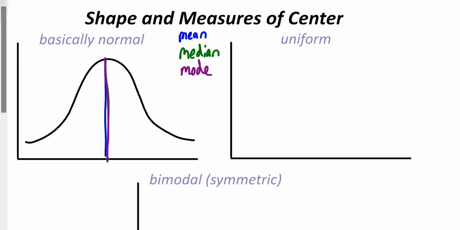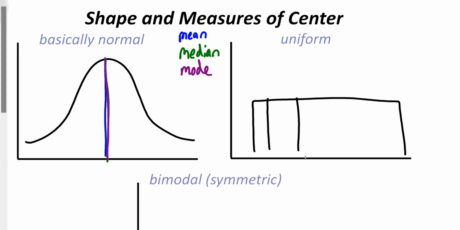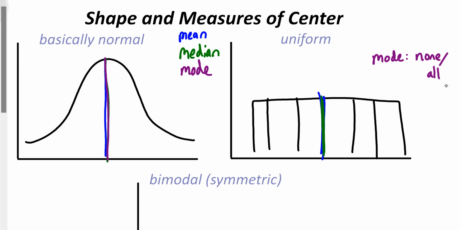Whereas a uniform distribution, which kind of looks like this, is very flat. Also, the mean and median end up at the same spot, right in the middle. Mean and median. There's nothing that moves them. Whereas the mode is all the same. So you can say they're all the mode, but really that means there's none, because they're all the same. So mode would be different for a uniform one.